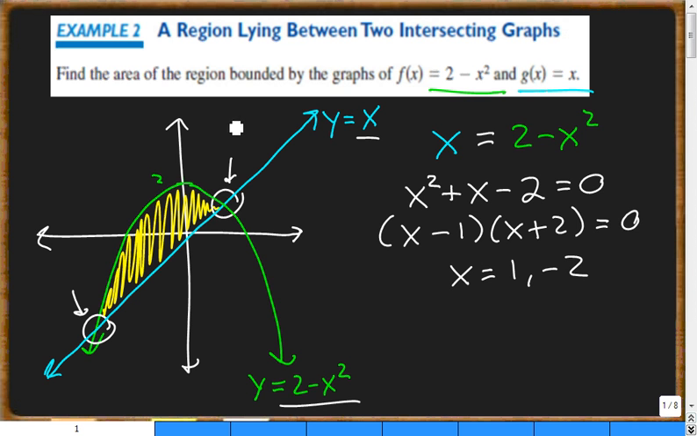So based off this, I have the point 1, and this is negative 2. So this is going to be our bounds for integration. Now our top function, even though it is pointed down, our top function is going to be 2 minus x squared, and our bottom function is going to be x. So that's how we are going to set up our integral. So now we have everything that we need. So I'm going to flip to the next slide.